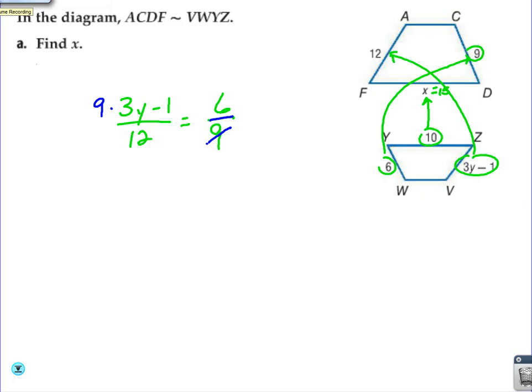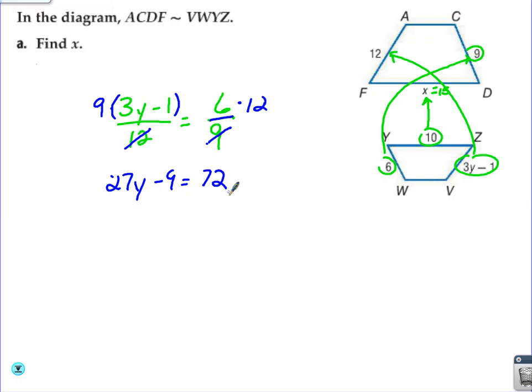The way I've written this, what's 9 being multiplied by? Anybody? Here, the way I wrote it is being multiplied by 3y. You don't want it to be multiplied times part of it. That 9, as you move it across to the other side, needs to be multiplied by the whole thing. Put some parentheses around that. To get rid of 12, divided by 12 turns into times 12. So here we go. Distribute 9. You now have 27y minus 9 equals 6 times 12, which is 72.